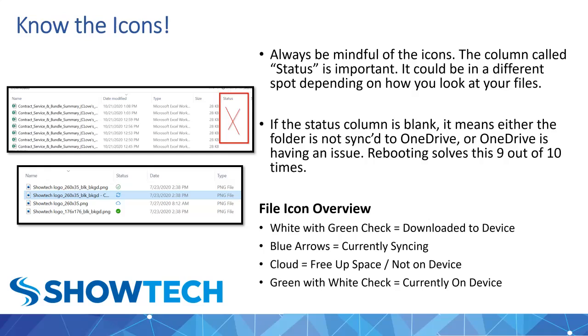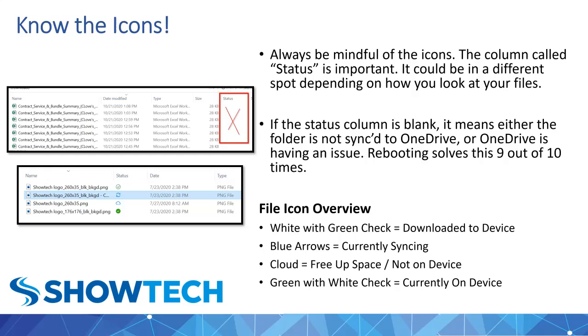Now the column can move depending upon the view you're in. That's why I did it this way. Now, when you look at those files, there are 4 different pictures I want you to be aware of. The little circle with the green check means, hey, I've downloaded that file to the device. So that file is currently sitting on my computer.